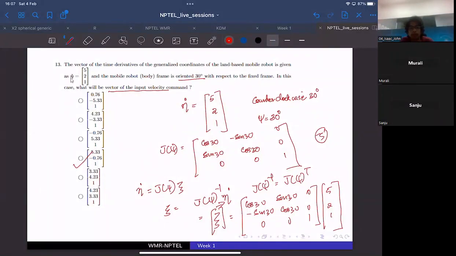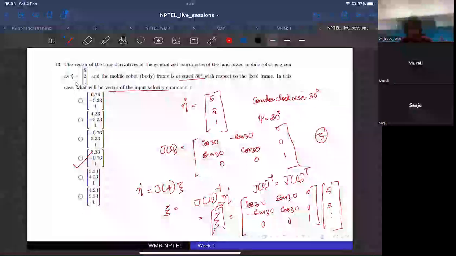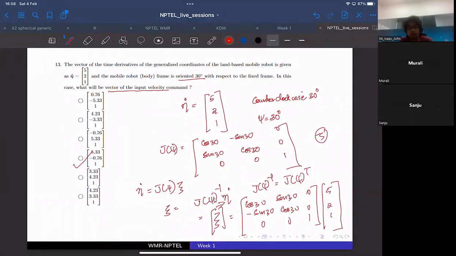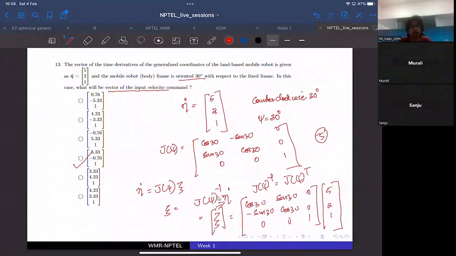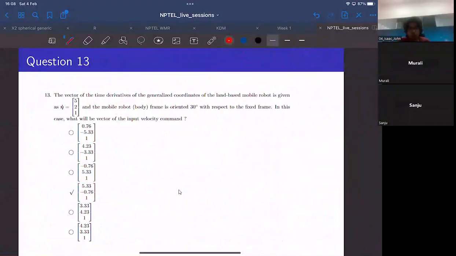You should be aware of what is given and what you are supposed to find out. Earlier, it was a problem of forward differential kinematics. We were given zeta and we were asked to find eta. In this case, it is inverse differential kinematics. You were given eta dot and you are required to find zeta. We also have to use the correct equation. We have to find the inverse of the Jacobian matrix. In this case, the inverse of the Jacobian matrix is its transpose, because the Jacobian matrix is an orthogonal matrix. So the answer is indeed option 4.